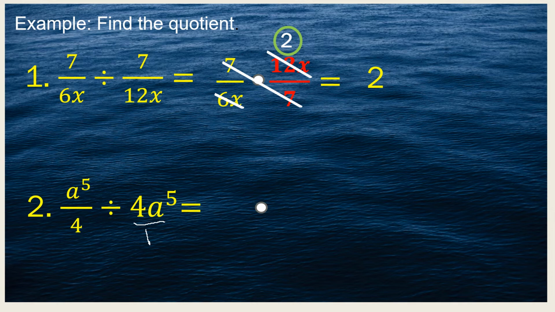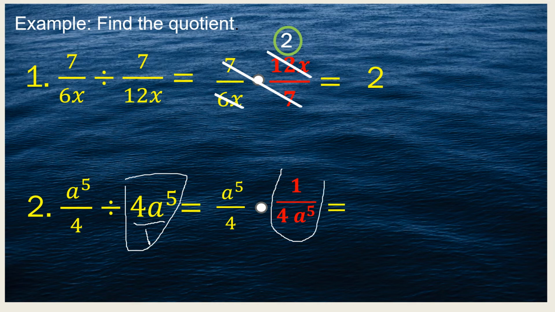We have to take the reciprocal of our divisor. And in this case, ang ating divisor ay ito po, 4a raised to the 5th power over 1. Then pagkatapos po natin kuhanin ang kanyang reciprocal, we have to change the operation into multiplication. And therefore, our partial answer now is a raised to the 5th power over 4 multiplied by 1 over 4a to the 5th power. Ibig sabihin nun, kanina, ito po ay nire-write natin into this form.